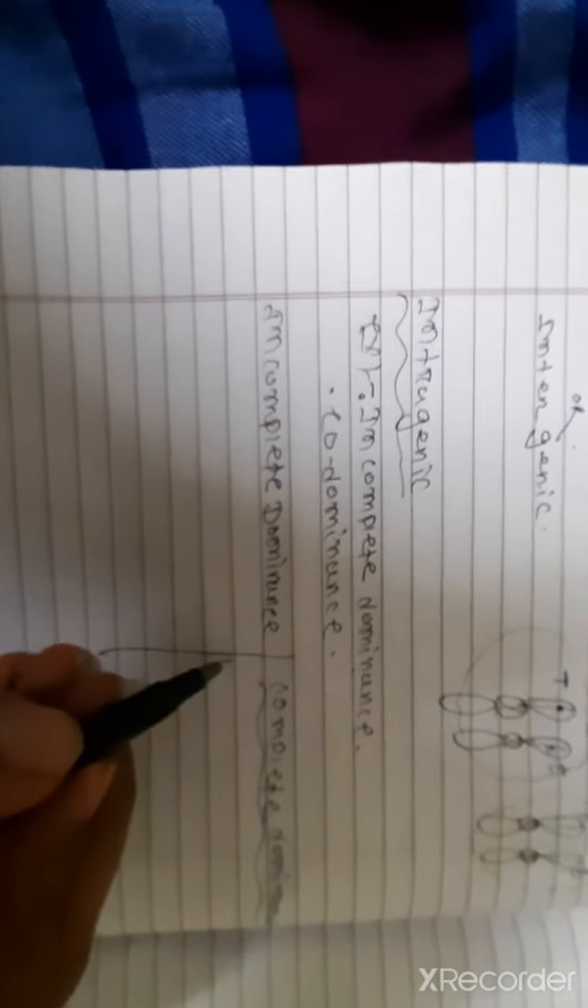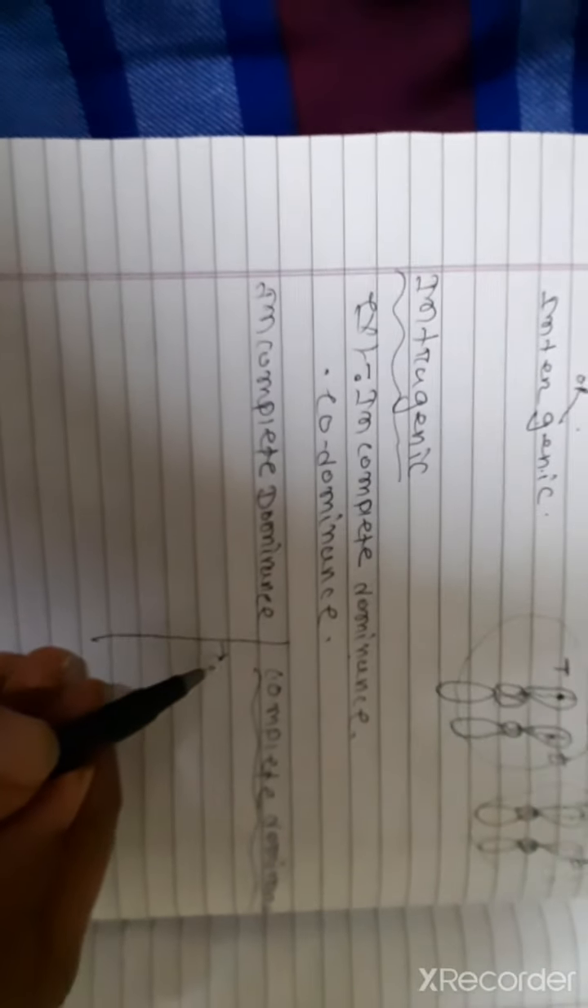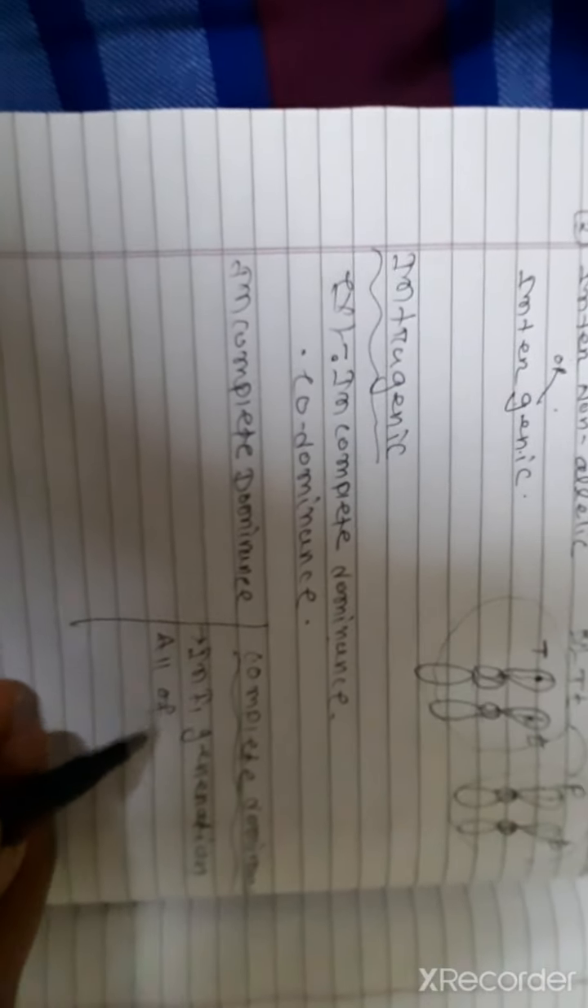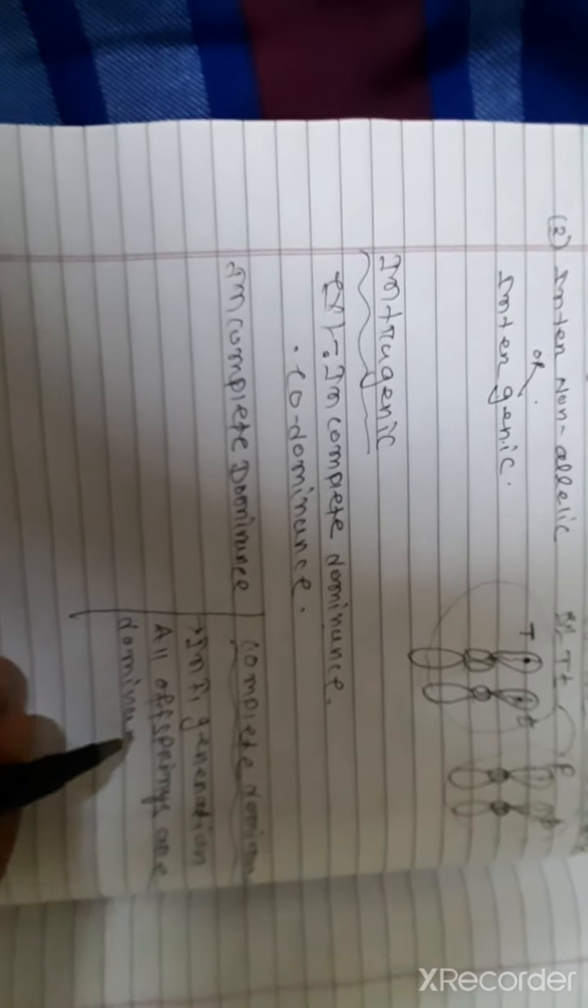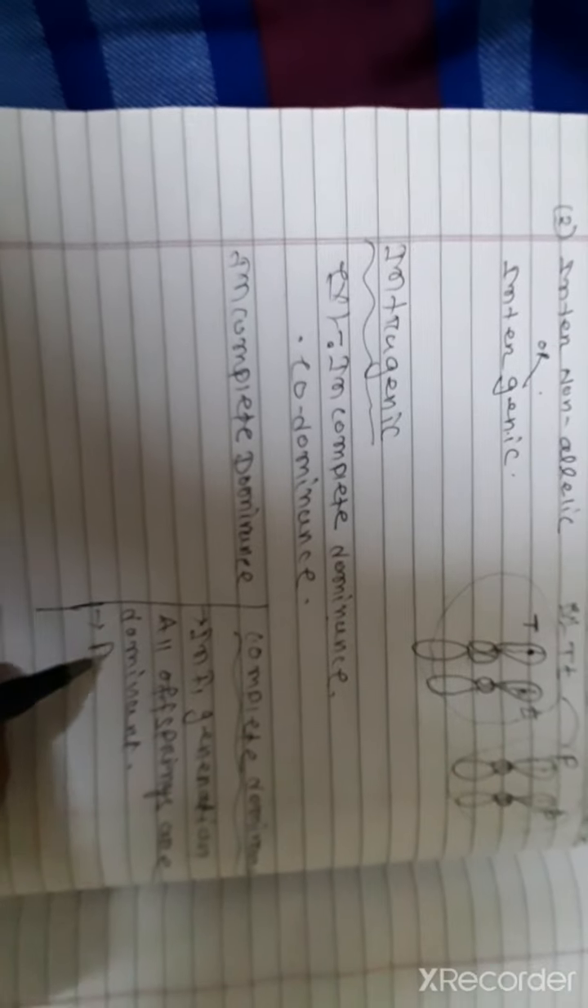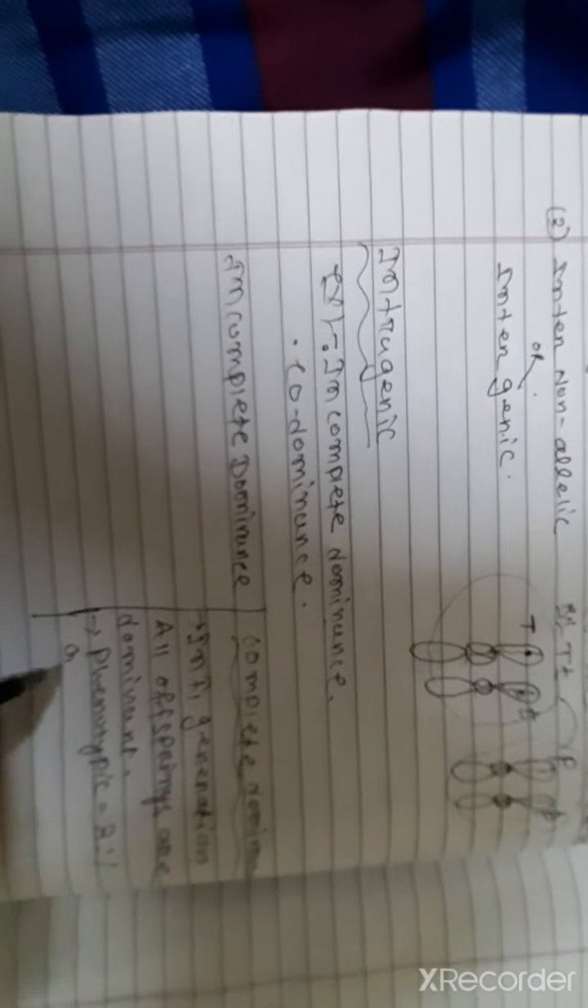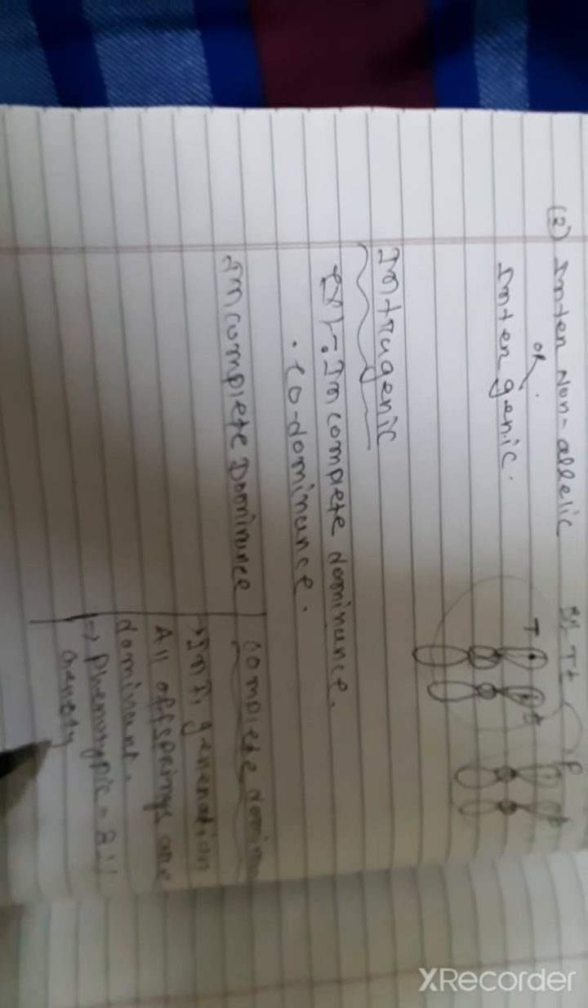In complete dominance, we have already discussed that in the F1 generation, or first filial generation, all offspring are dominant, and the phenotypic ratio is 3:1, and the genotypic ratio is 1:2:1. Are you getting my point? Example also we have already discussed.